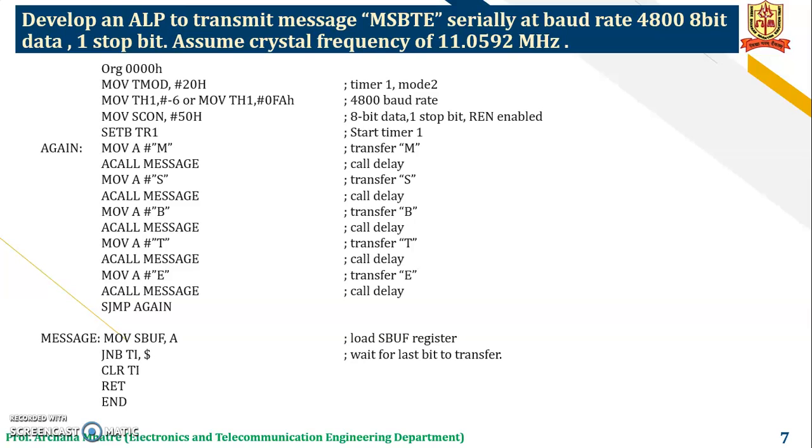Now next, this is a program to transmit the message MSBTE serially at a baud rate of 4800, 8-bit data, 1 stop bit, and assume the crystal frequency as 11.0592 MHz. Here we have to transmit the characters one by one serially. Here you can see first the M character, then S, B, T, E. So one by one the characters should be transmitted, and the characters are always written in double quotation marks.